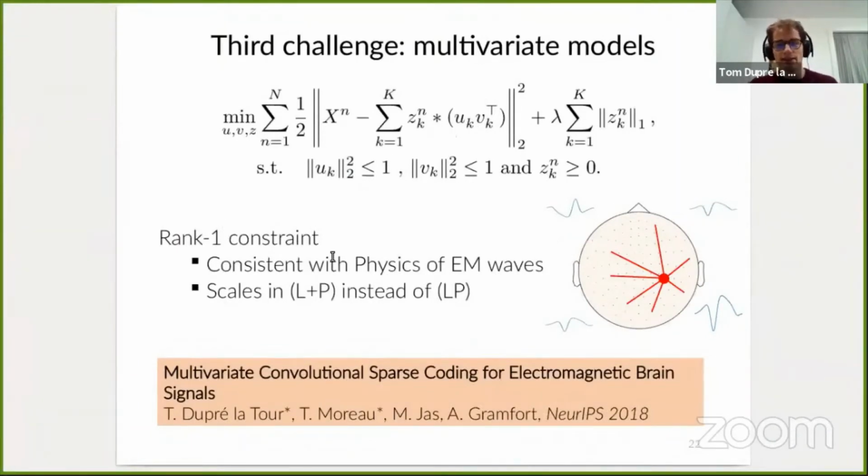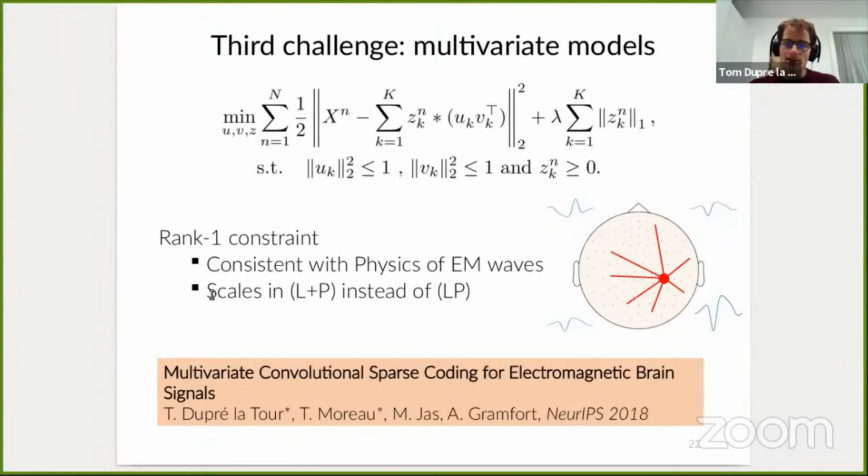The first one is that it's very consistent with the physics of electromagnetic waves. Electromagnetic waves are so fast at the scale of the brain that they are essentially instantaneous, and the signal is really propagating over all channels instantaneously. So it is pretty consistent with the physics.